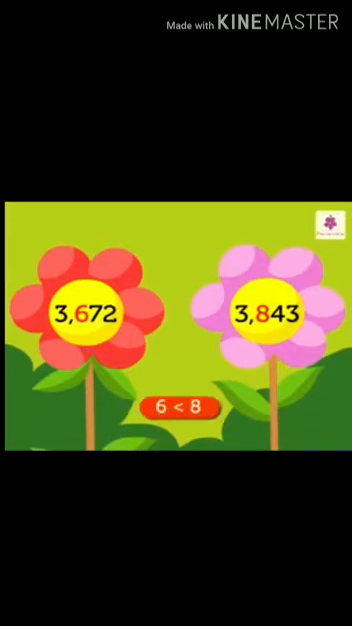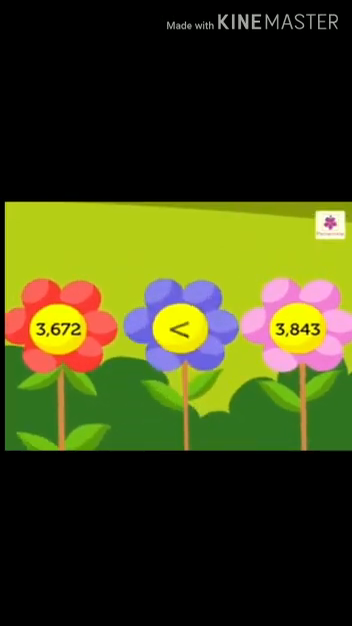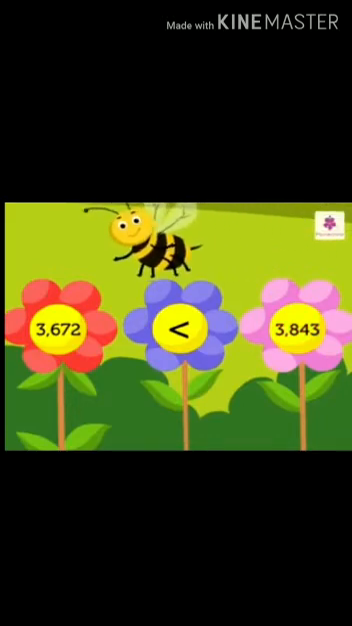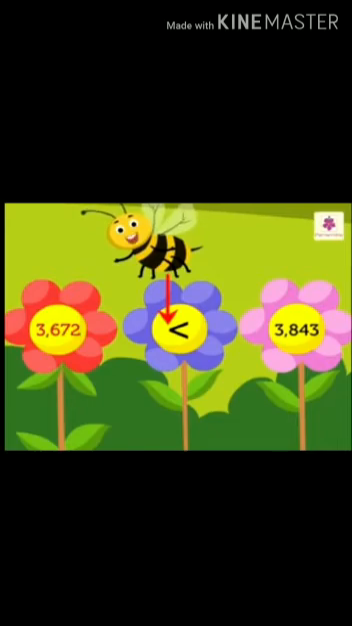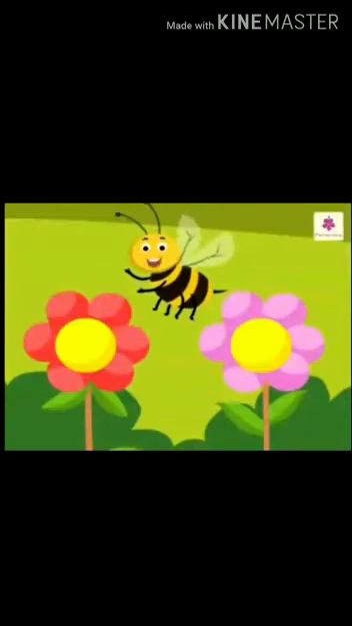So the number 3672 is less than 3843. It is smaller, right? Now you all know the open side of the symbol always points towards the greater number and the closed side of the symbol always points to the smaller number. Yes children, did you understand? You have seen the crocodile mouths, right?